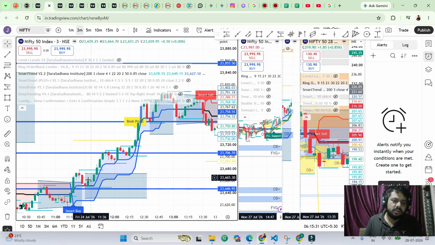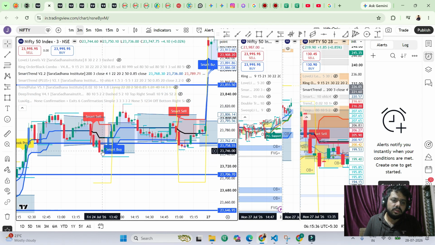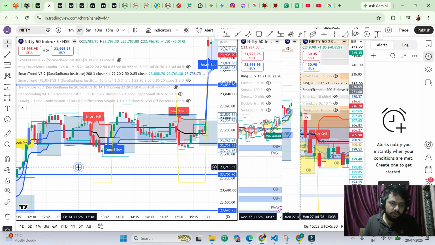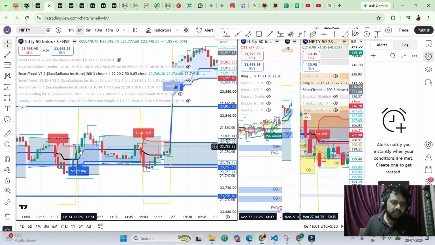Whenever smart buy comes, you only buy, you concentrate only on buy. Whenever sell comes, only concentrate on sell. Whenever sell comes, immediately it turned into buy. If you would have entered here, you would have lost this much SL. That is the reason, always wait for retracement. If you are ready to take this much SL, then you can enter, no problem. Here smart buy came and SL is this one. Here again it got hit, then the market went up.